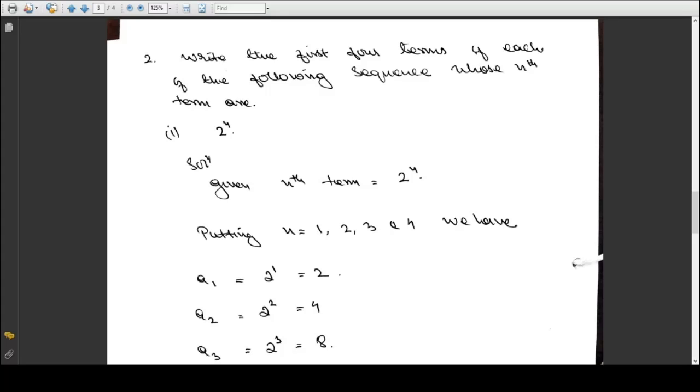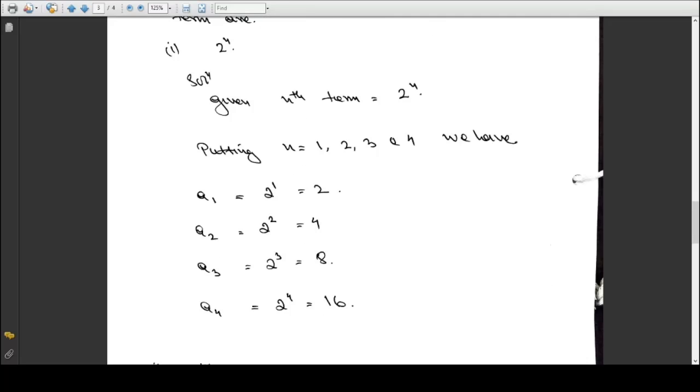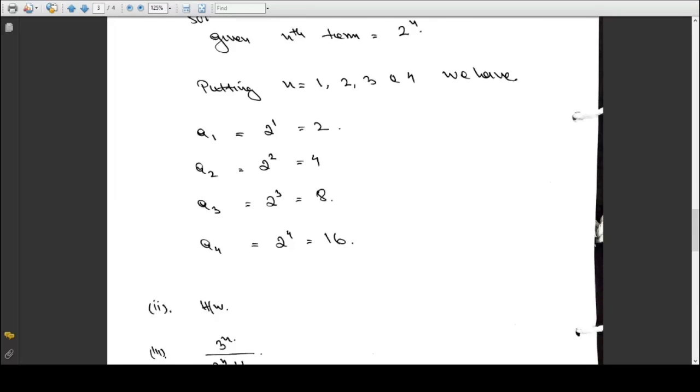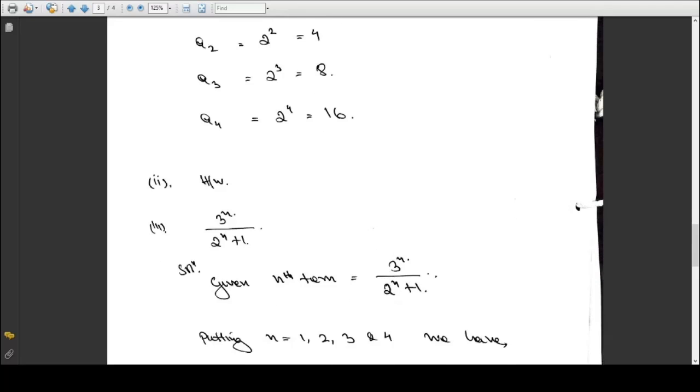2 power 3 is how much? You have to multiply 2 three times, which is 8. Then a4 is 2 to the power 4. If you multiply 2 four times, 2 times 2 is 4, 4 times 2 is 8, 8 times 2 is 16. Therefore the first 4 terms of the sequence are 2, 4, 8 and 16. These are very simple. You can try the second one yourself, and number 3 we will do here.